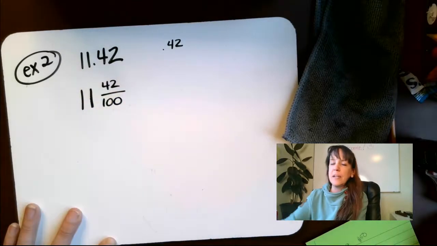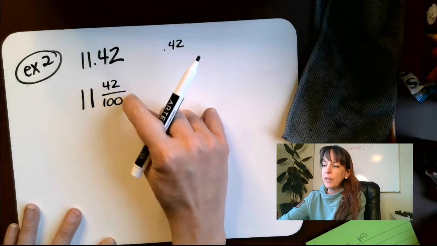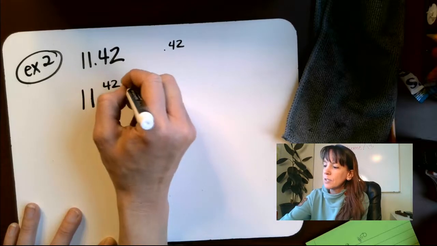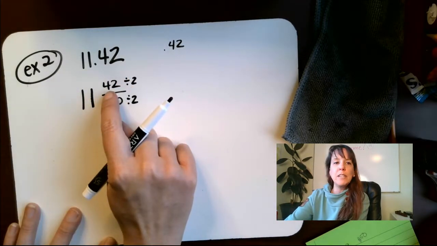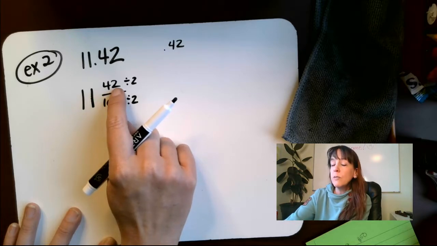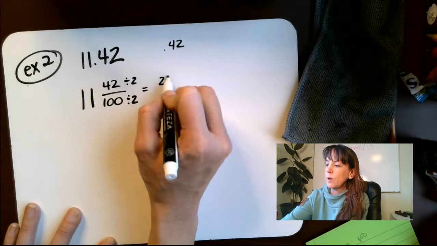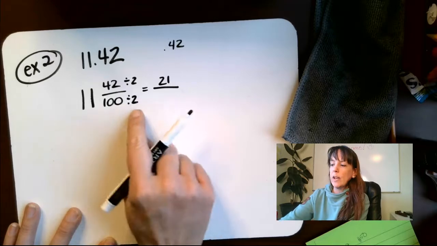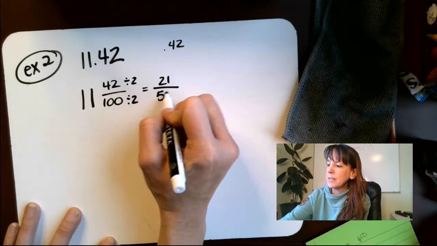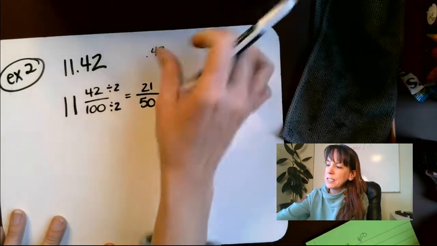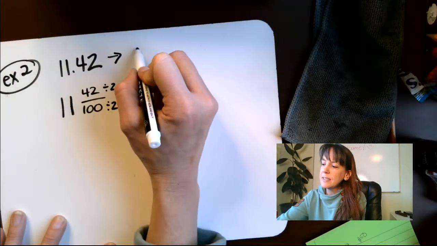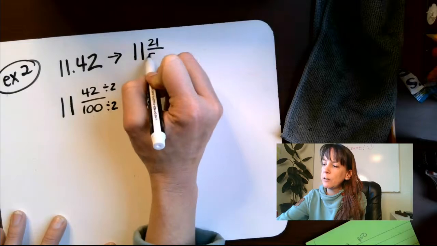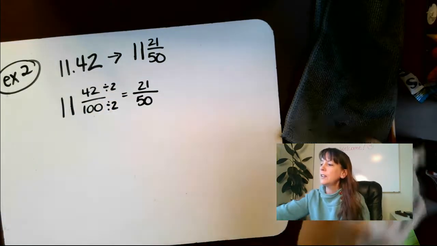We can reduce both these by dividing them by 2 because they both end in an even number. So let's divide by 2, divide by 2. 40 divided by 2 is 20. 2 divided by 2 is 1. So the top here is going to be 21. On the bottom, we take 100, we cut it in half, we get 50. So our answer is 11 and 42 hundredths is 11 and 21 over 50.